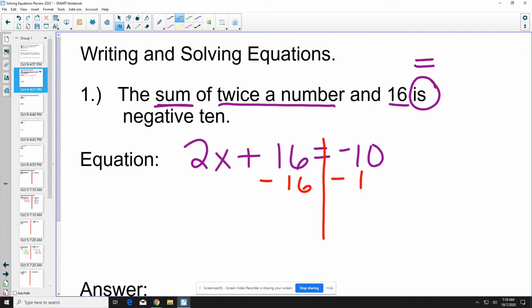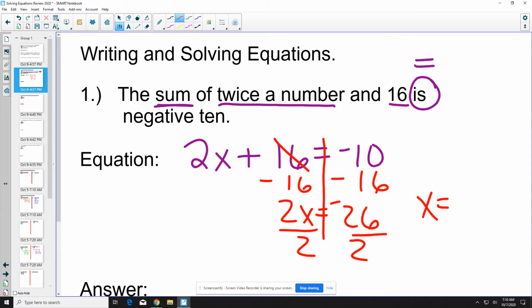Subtract 16, good. And then you'll get 2x equals, let's see, negative 10 and negative 16 are the same, so we add 10 plus 16 is 26. Should it be positive or negative? Negative, right. Second step is multiply or divide. But what does it mean when 2 and x are written close together? Multiply. So what are we going to do? Divide both sides by 2, right? So x would equal negative 26 divided by 2, which would be negative 13, right?